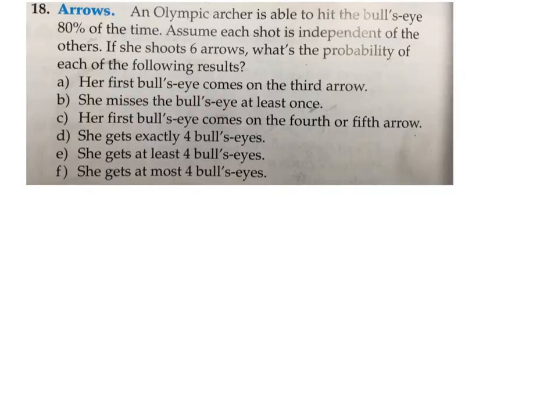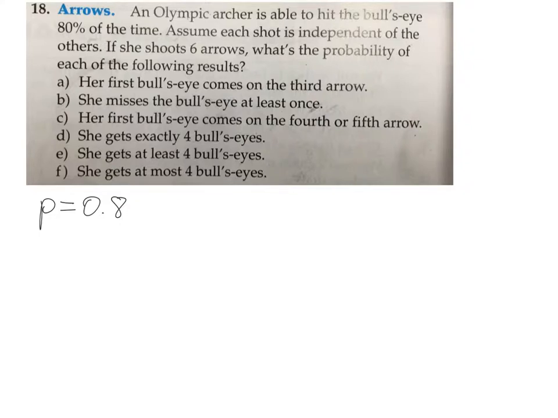All right, so let's look at a few examples here. These examples are out of the book. I tried to find some released free response questions, and there were not very many that actually dealt with these exactly, so my guess is they're mostly going to be multiple choice problems. An Olympic archer is able to hit the bullseye 80% of the time, so our p is 0.8. Assume each shot is independent of the others. If she shoots 6 arrows, what's the probability of each of the following results?